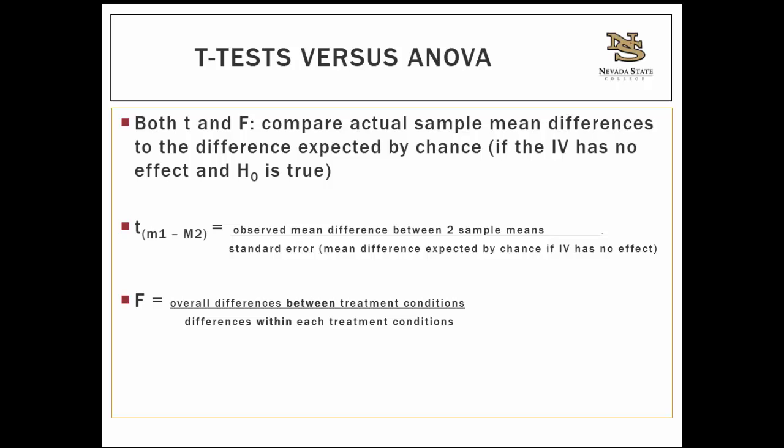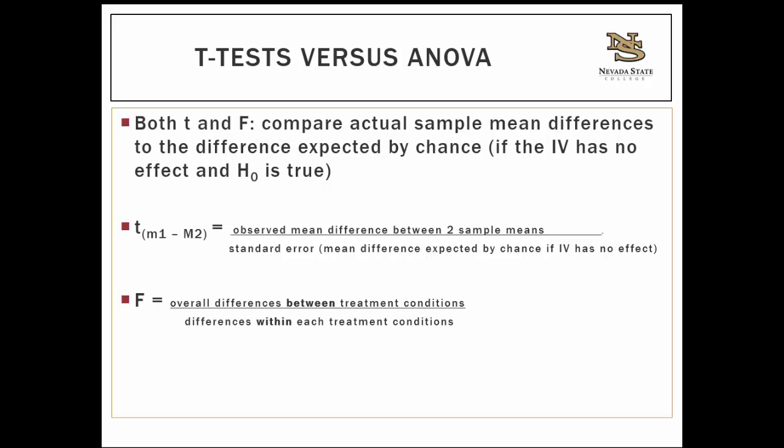So a little bit more about T versus F, or t-test versus ANOVA. So both the T and the F compare actual sample mean differences to the differences expected just due to chance if the independent variable has no effect, or in other words, the null hypothesis is true. Remember, we use ANOVA when we have two or more groups. Now, when you have more than two groups, it's impossible to calculate a mean difference, right? You can calculate a mean difference with two means, right? Just mean 1 minus mean 2. But you can't calculate a mean difference when you have more than two groups.